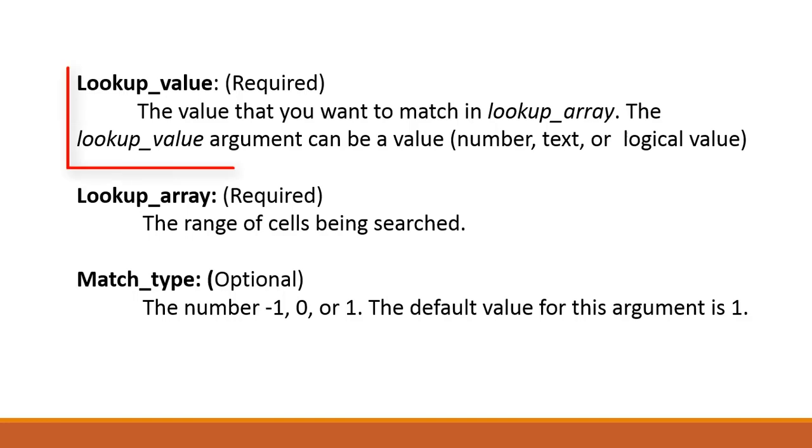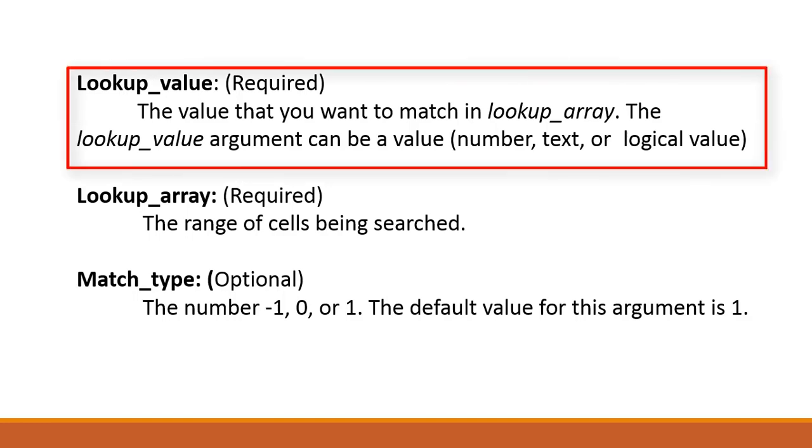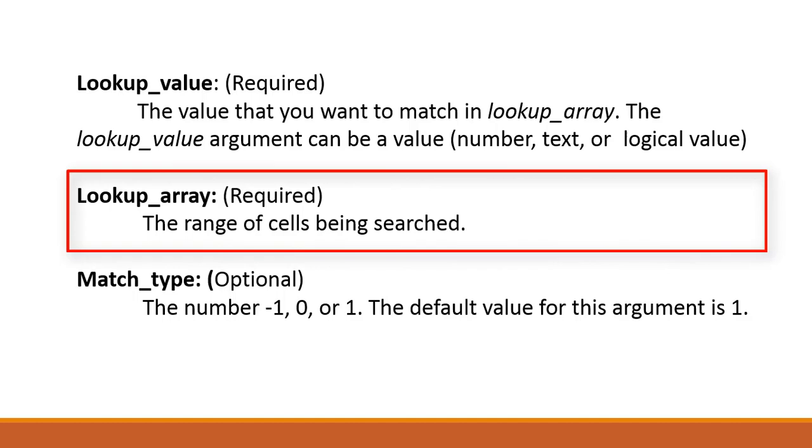First one is lookup value. The lookup value is just the value that you want to match in the lookup array. If you give a value, it searches for that value in the lookup array and gives the exact value. The lookup value argument can be a value, text, a logical value, or anything. Next, lookup array. It is also a required argument. Lookup array is nothing but the range of cells being searched.